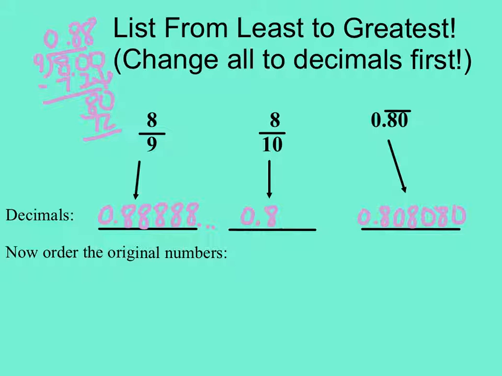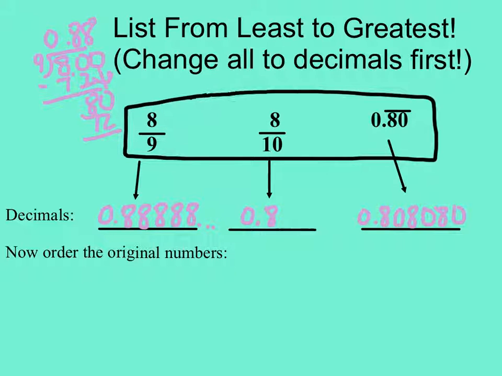All right, so now we're going to order the original numbers here. This is what's going to be put in order, not the decimal equivalents. So let's go ahead and look for the smallest decimal first. If I look in the tenths position, we have an 8, an 8, and an 8. That does not help us at all. So now we go to the hundredths.